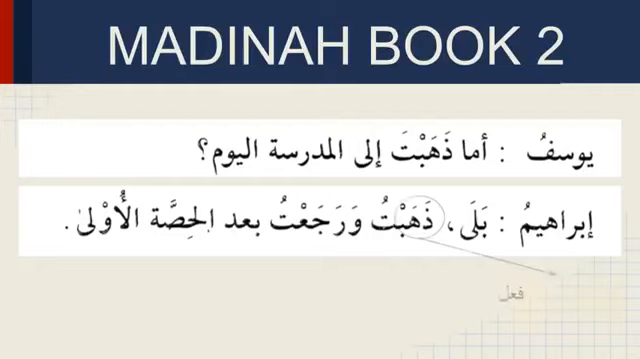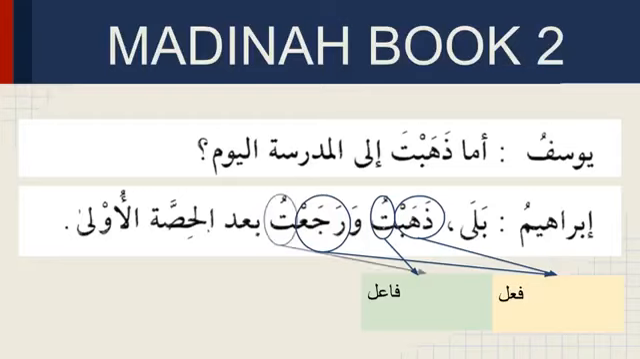Zahabtu, I went. Zahab is fa'il, tu is fa'il. So I went. Wa raja'tu. See, I went and I returned. Raja' is again fa'il and tu is fa'il. I went and returned ba'ada. So what is ba'ada? Is zarf. And what comes after zarf is mudaf ilayhi. So ba'dal hissatil. And what is this ula? So we know this is one of the ordinal numbers. It is for feminine. So hissa is a period with ta marbuta, it is feminine. So we use a feminine na'at.